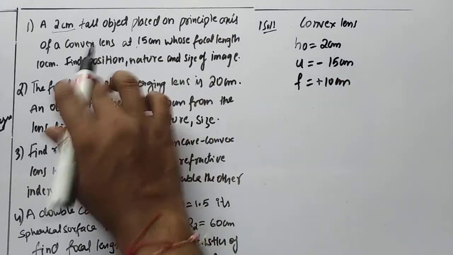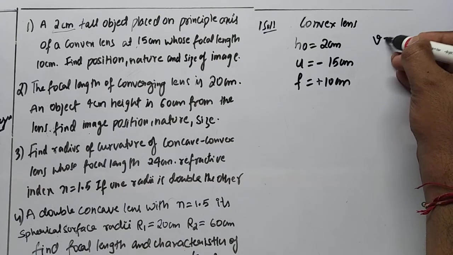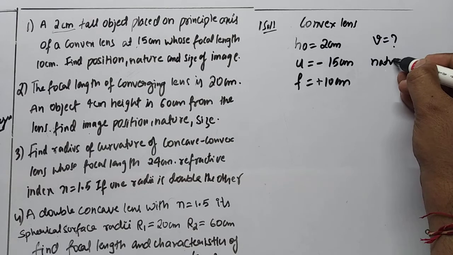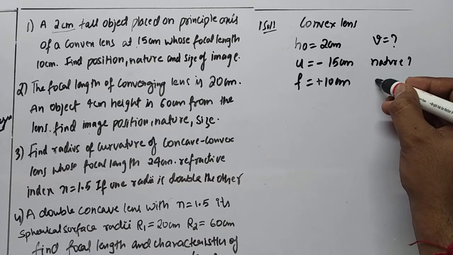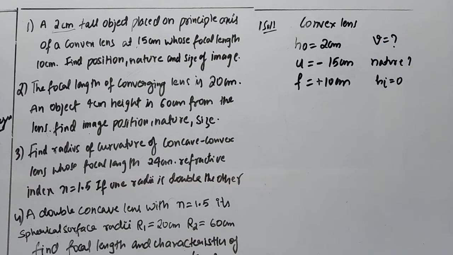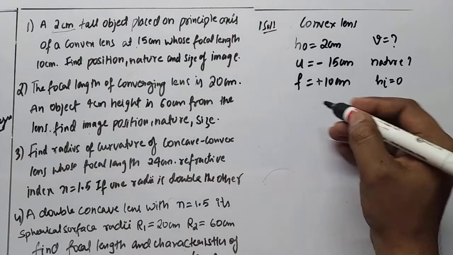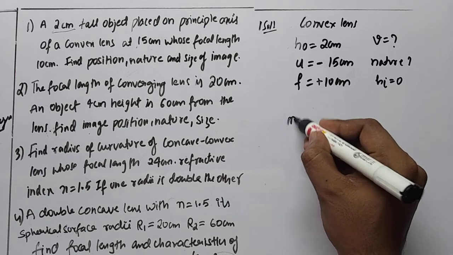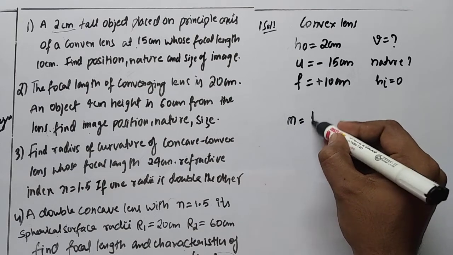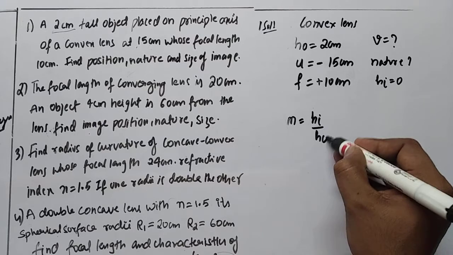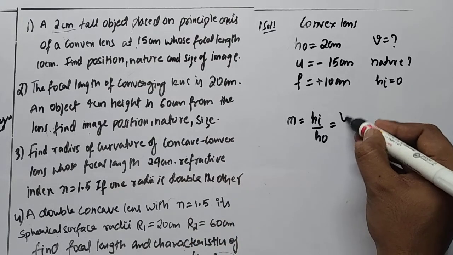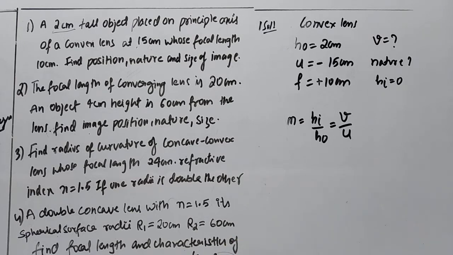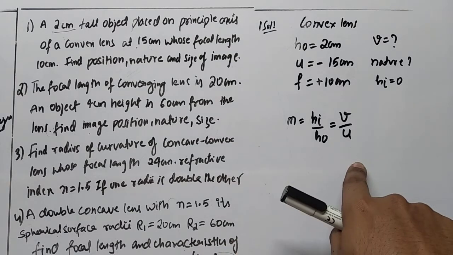Now it's asking to find the position, so we need to find the v value. Next, nature. After nature it is asking to find the size. It means we need to find the height of the image. I forgot to explain one thing: we know the lens formula, and next is magnification. Magnification is denoted with m. Magnification is nothing but height of the image by height of the object, and it is also known as v by u. In a mirror we have minus v by u, but in a lens we write the magnification as v by u.